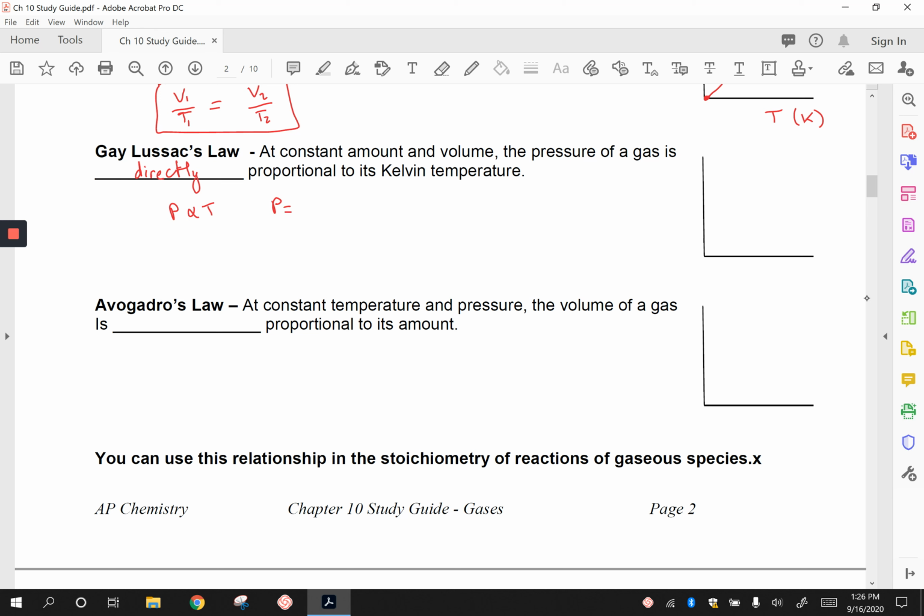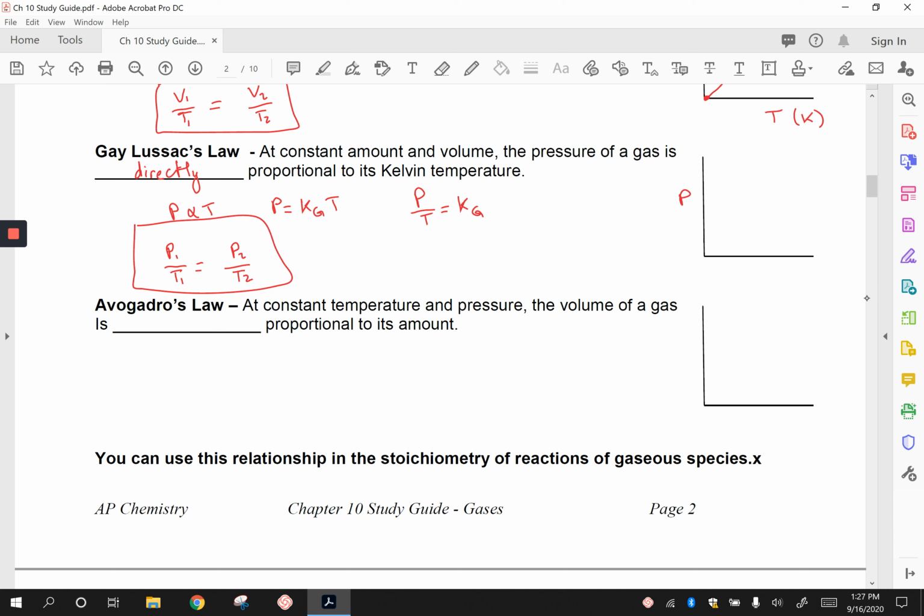So mathematically, the pressure is proportional to the temperature. We can remove the proportionality symbol and put an equal with a constant. We're going to call that G for Gay-Lussac, times the temperature. If you rearrange this, you get P over T is equal to a constant. And just like before, if you have one set of conditions, divide those to get the constant. You change the conditions, you have a new pressure and a new temperature, divide those, you get a constant, and so those can be set equal to each other if you have changing conditions.